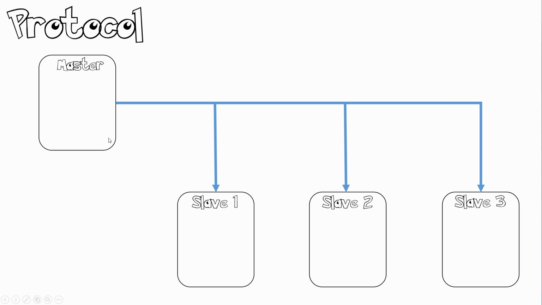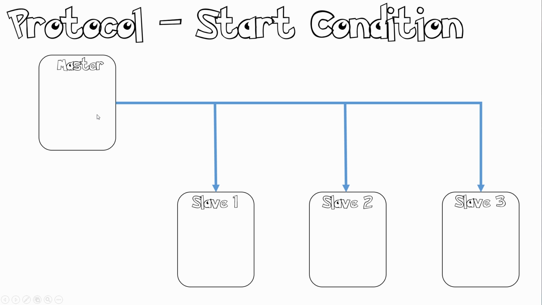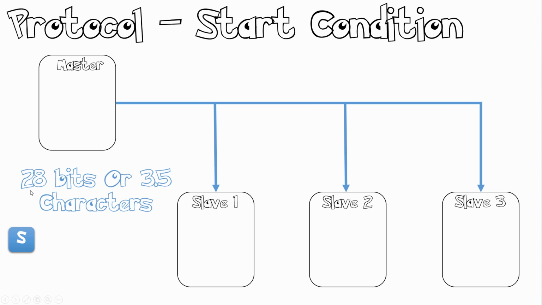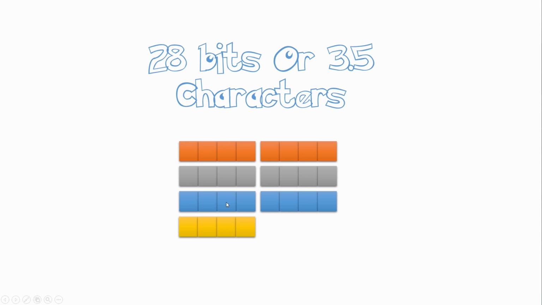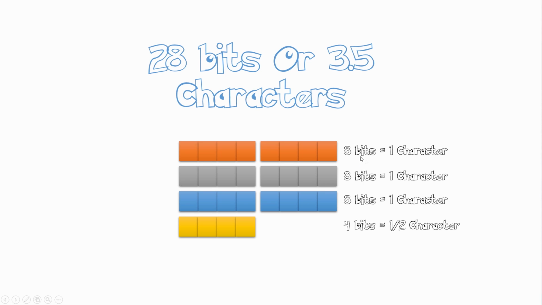Let's take a look at how the protocol works. In RS485 mode, we start with a start condition. The master sends the start condition to all of the slaves, and your slaves register it. The start condition consists of 28 bits or 3.5 characters. 3.5 characters, you say? What does that mean? Well, each character is 8 bits. If you're sending 3 characters, that's 8 times 3, which is 24, plus another 4 is 28, and 4 bits equals half a character. So therefore you have 3.5 characters.